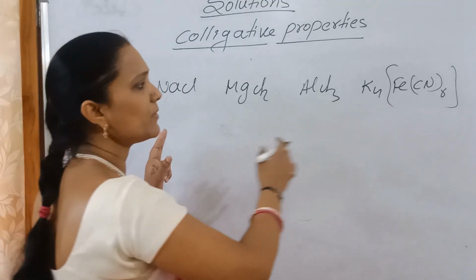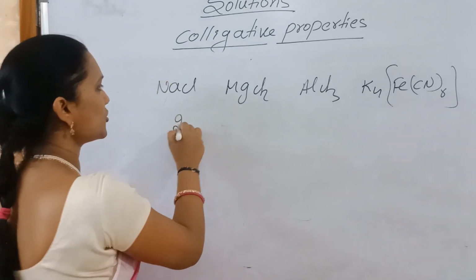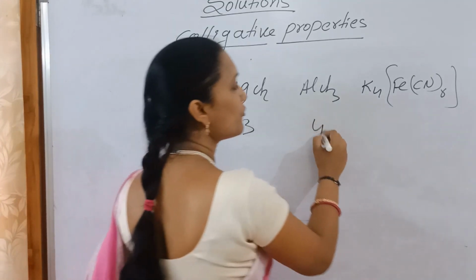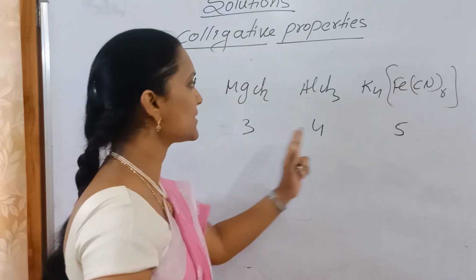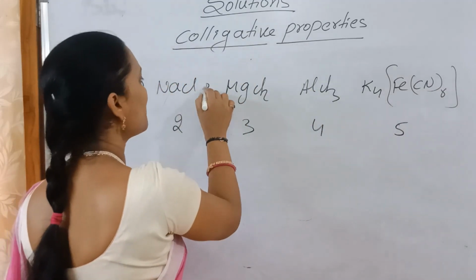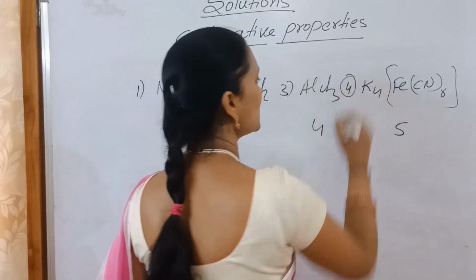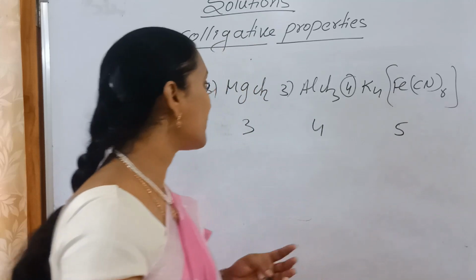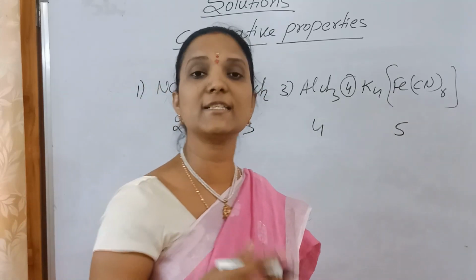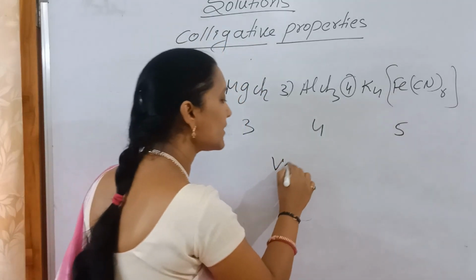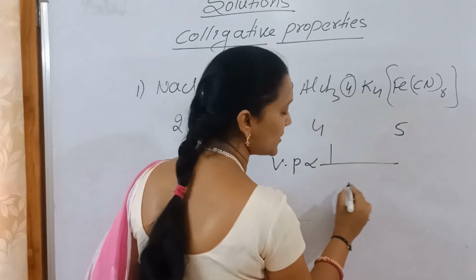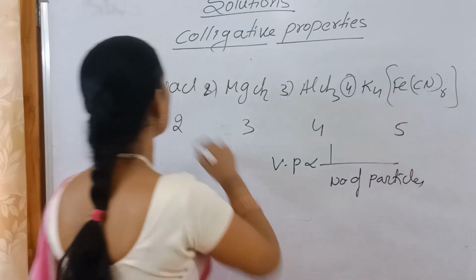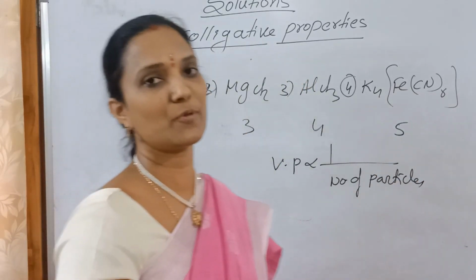Now first, how many particles are present? Here the number of particles is 2, Na plus and Cl minus. Here Mg 2 plus and 2 Cl minus, 3 particles. Then 4 particles, 5 particles. The number of particles increases across the four options. The question is, which has the highest vapor pressure? Where the number of particles is less, the vapor pressure is more, because lowering of vapor pressure takes place. So vapor pressure is inversely proportional to the number of particles. So the answer is the first option.